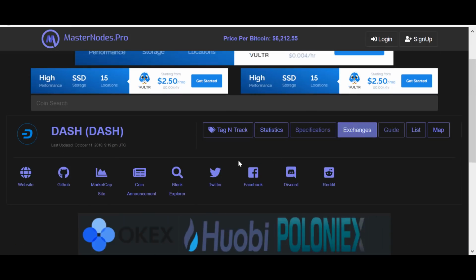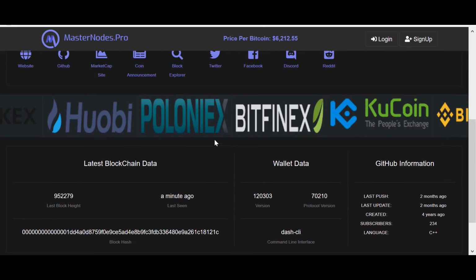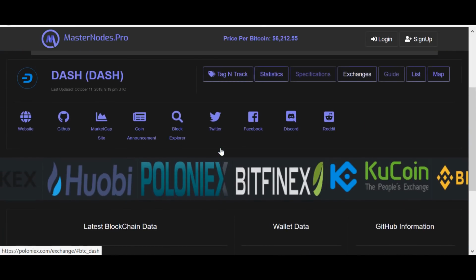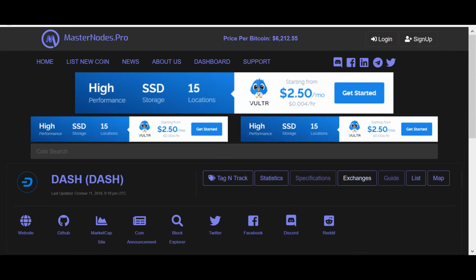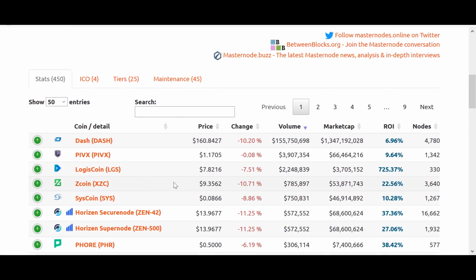This is a big one: exchanges. What exchanges is it on? It doesn't even show the exchanges for this one. But you want to know what exchanges they're on. Masternodes Online is a similar one. A lot of people like this one better. I find myself using this one a little more. With them, you can come here and see exactly what exchanges a coin is on.